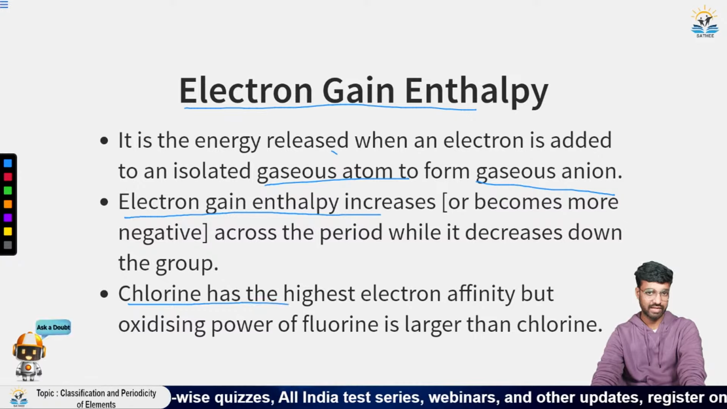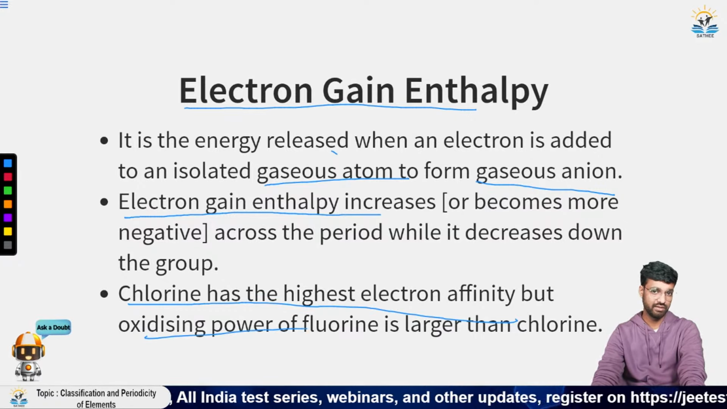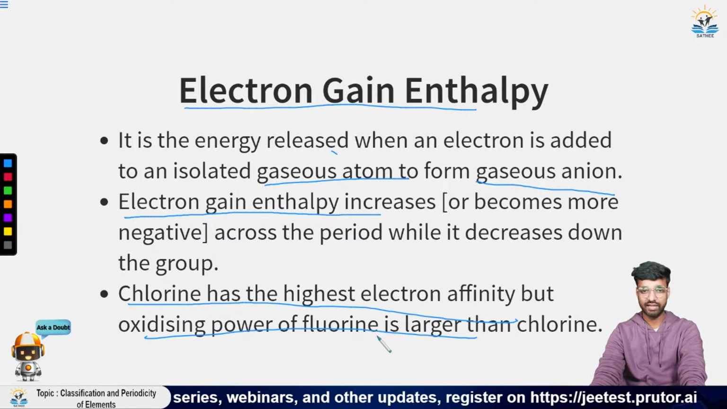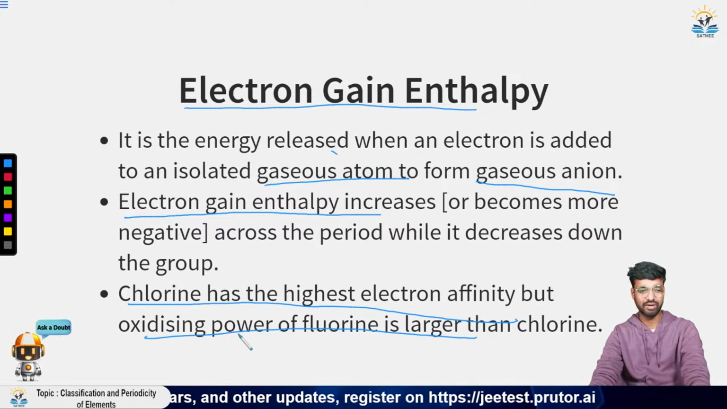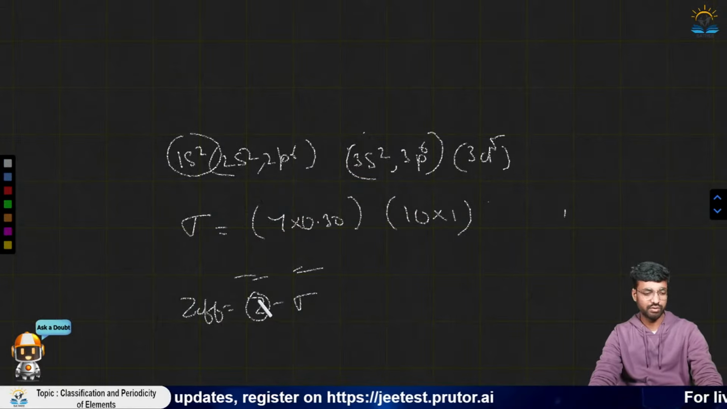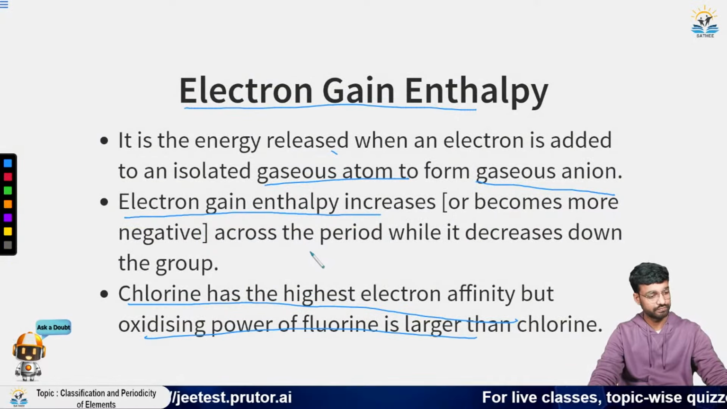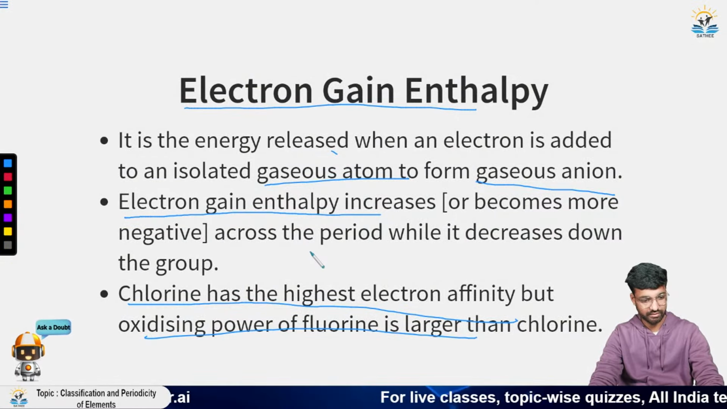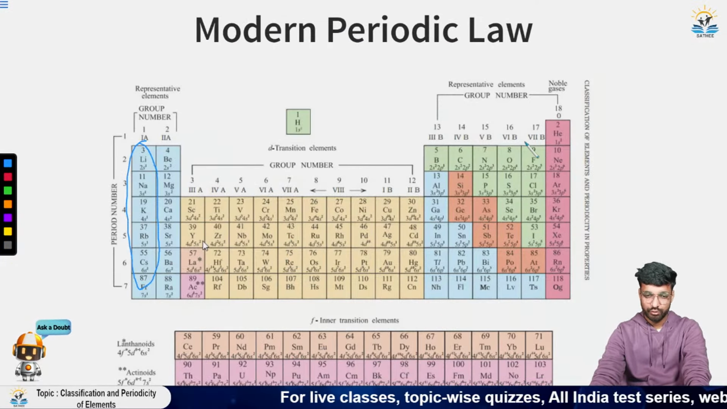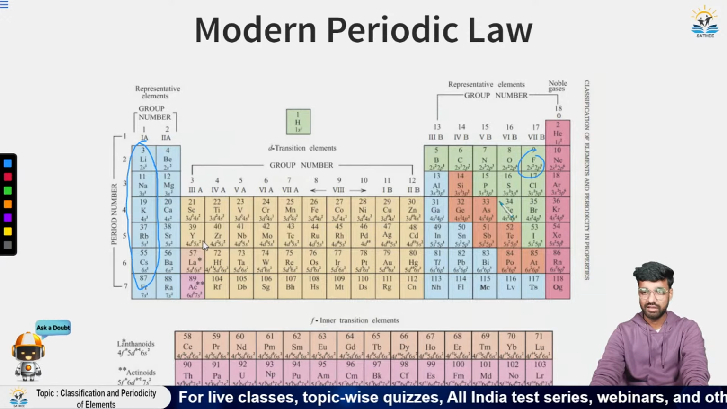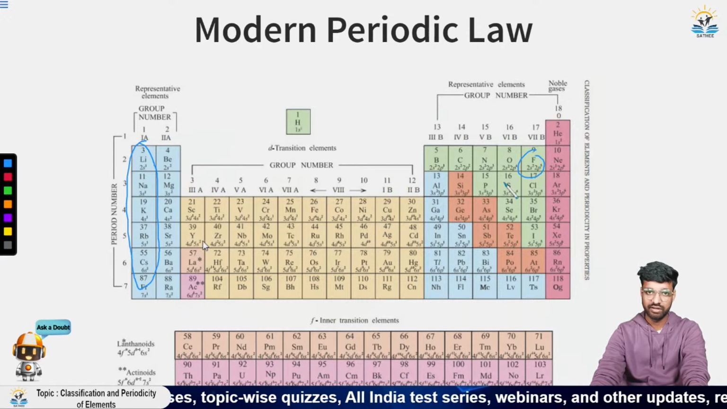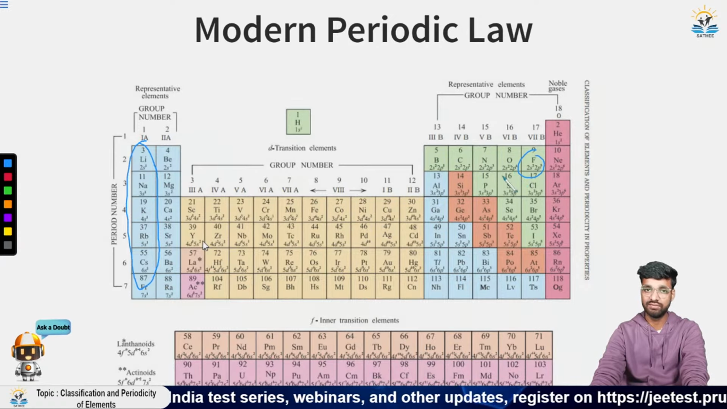Now chlorine has the highest electron affinity, and fluorine has the highest oxidizing power. So why is it so? Let us look at this. If you consider the periodic table here, you would say that fluorine has the smallest size, so it should have the greatest electron gain enthalpy. But there is an exception in that. Why? Because of the smaller size of the fluorine.